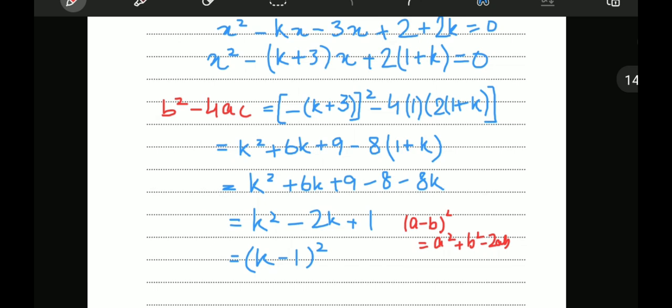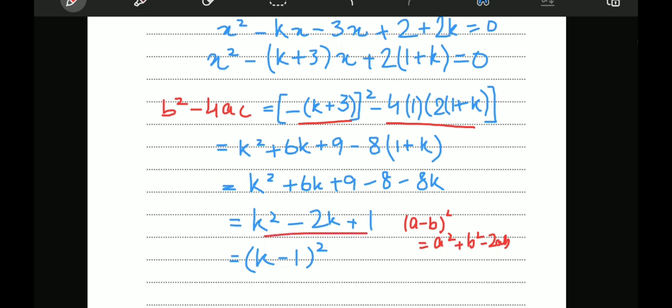This will give you b square minus 4ac. We'll expand this. Obviously minus 1 whole square would be positive 1, so the minus is vanished over here. Then k square plus 6k plus 9 minus 8 of (1 plus k). Then arrange this a bit, so you will get this form, k square minus 2k plus 1.